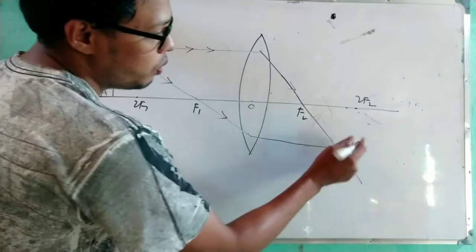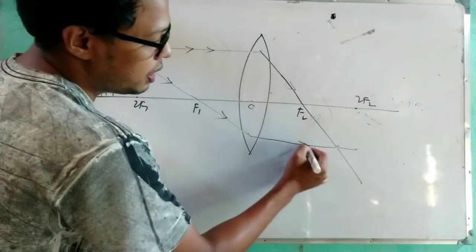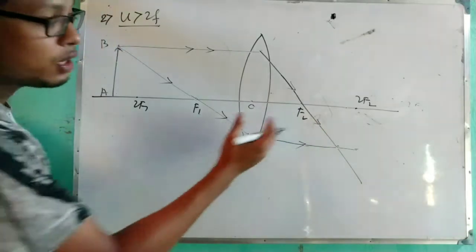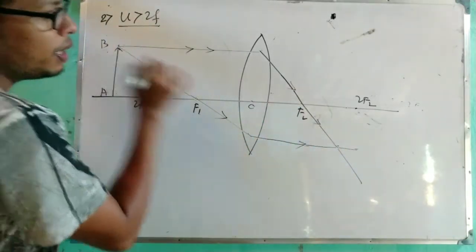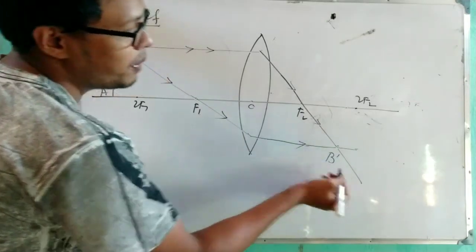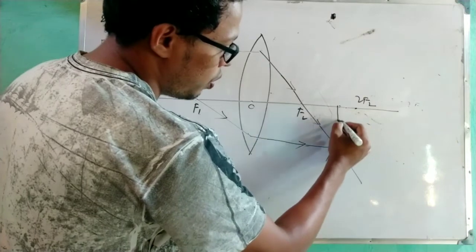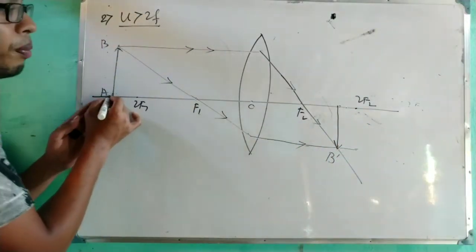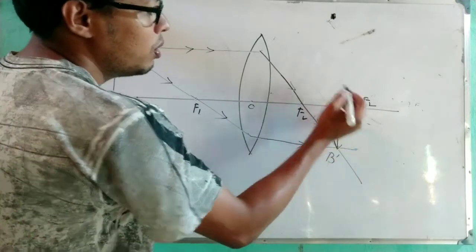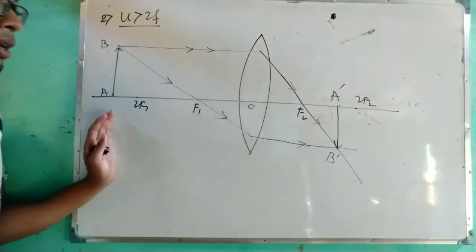Now look where the image is forming. These refracted rays actually meet here, so the image will form here as the rays are coming from B. So this point will be B dash. Why B dash I am giving? This is the image, this is the object. So the image will form like this. Another ray also will come from A, so it will lie on the principal axis. That's why this point will be A dash.